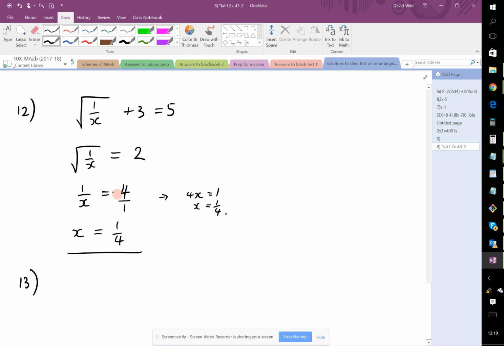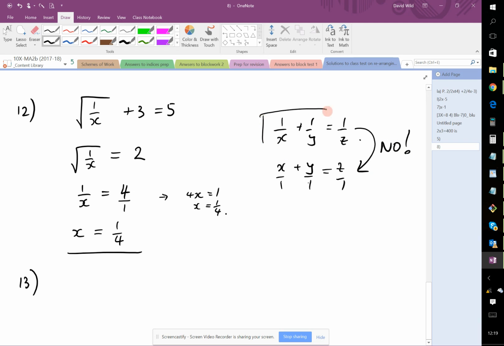If you've got a whole fraction on both sides, what you can't do is something like this. You cannot flip over fractions like this. Don't do that. Must be a single fraction on both sides.